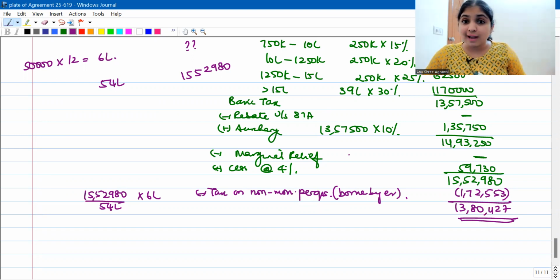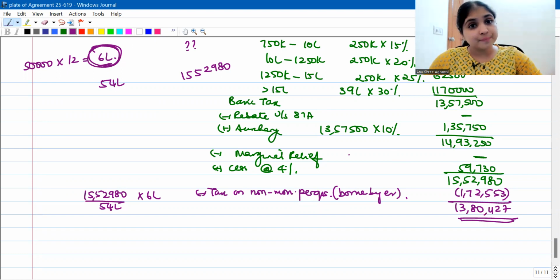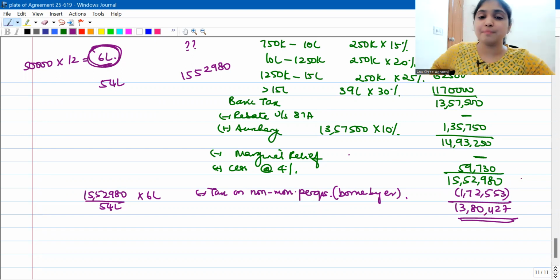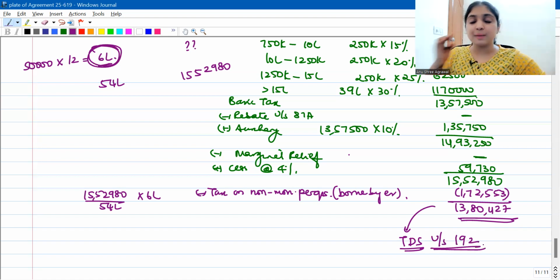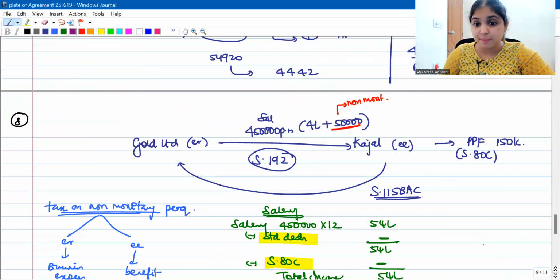So when you calculate the total tax liability, from the total tax liability I will subtract the tax on the non-monetary perquisites part, because on this part of his income, the tax will be paid by the employer. So the employer is going to be paying 1,72,553. I'll subtract that, and the balance amount of tax the employee will have to pay. So to this extent, tax will be deducted by the employer. Under section 192, at the time of payment of salary, we deduct tax at source. Did you follow this? Yes, I hope you understood the non-monetary perquisites part.